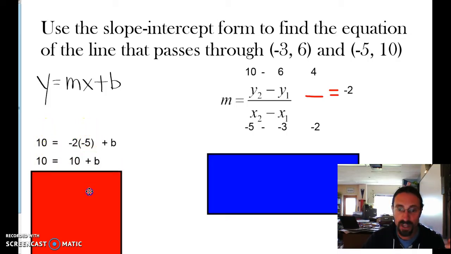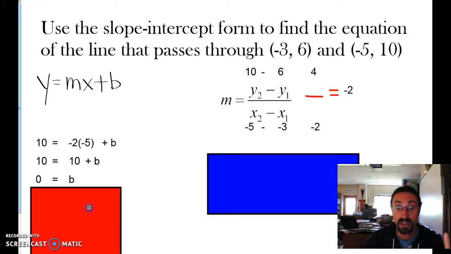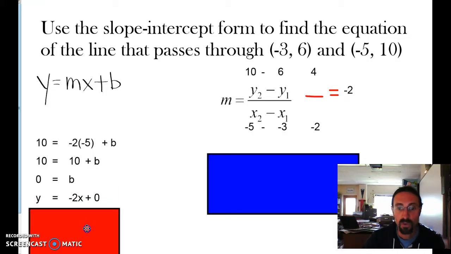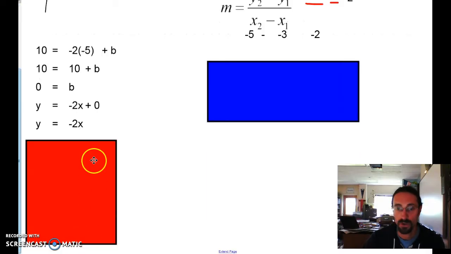So just have to simplify that. -2 times -5 is 10. You get 10 on each side. So when you subtract the 10 from each side, you get b of 0. Well, great. So y = -2x + 0. And when you have a plus 0, you can just leave it as y = -2x.